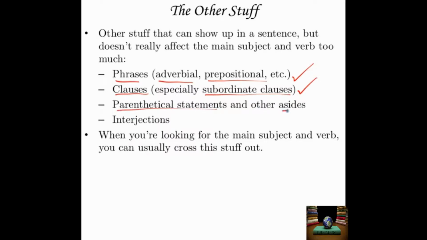Parenthetical statements and other asides. And interjections like ouch and hey. So all this stuff can show up in a sentence, but they're not really part of the essential nature of the sentence. So when you're looking for the main subject and verb, you can usually cross this stuff out.